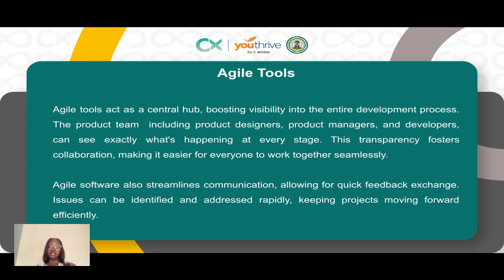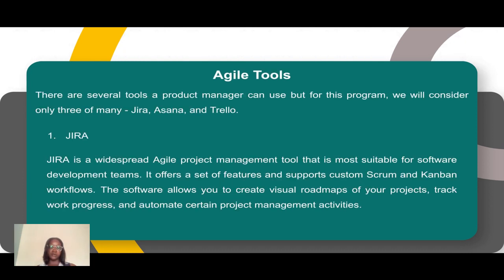Now, Agile tools act as a central hub which the entire product team uses to boost visibility into the development process. This Agile software also helps to streamline communication, which allows for quick feedback exchange. So they're essentially digital tools that Agile teams use for a number of different product purposes. There are several tools that a product manager can use, but for the course of this program, we'll discuss only three out of many. I encourage you to go and do your research, Google, and ask what other Agile tools there are aside from these three that we'll be addressing.